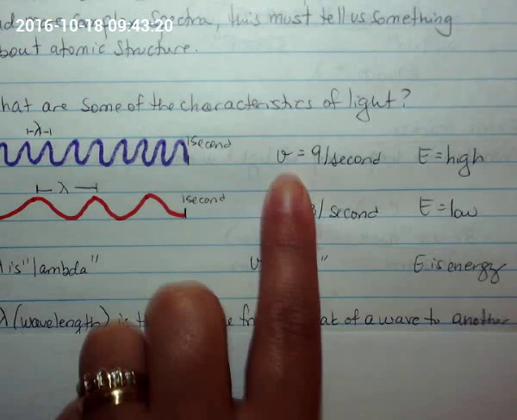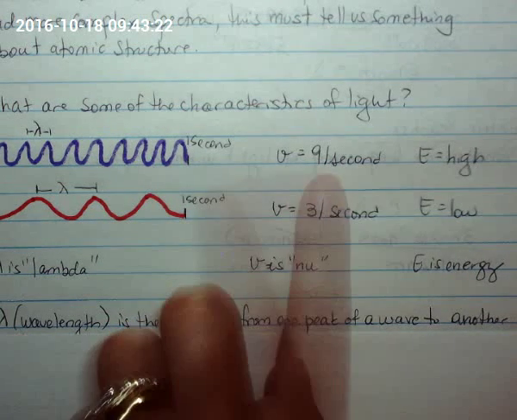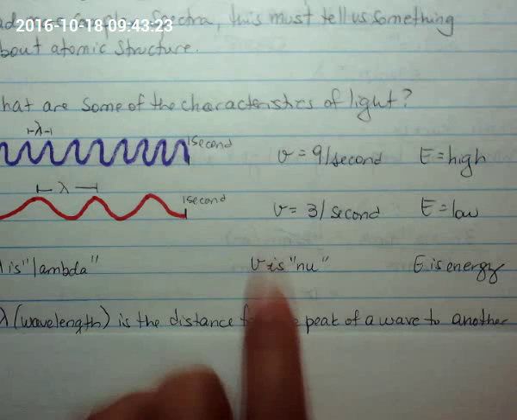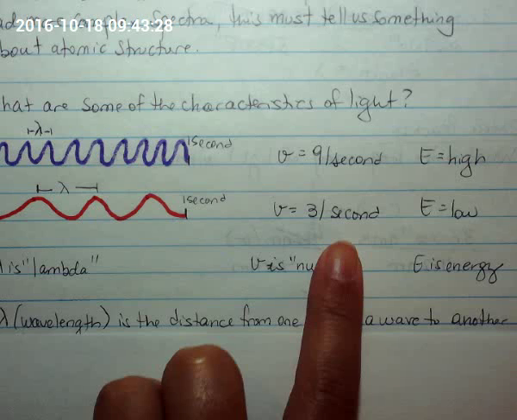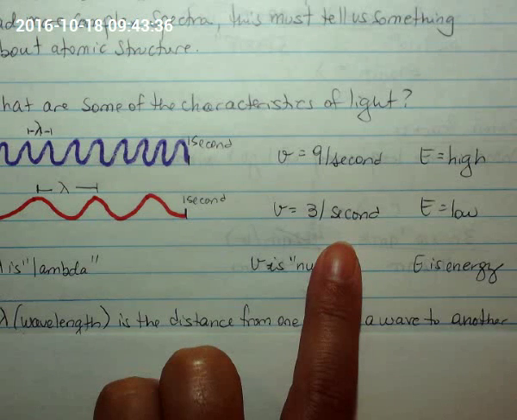Look. So this has a nu of 9 per second. So how many waves pass through a point in 1 second? There's a name for that. Does anyone know what that's called?